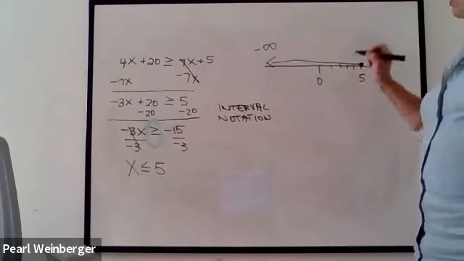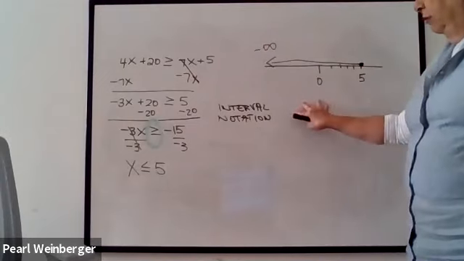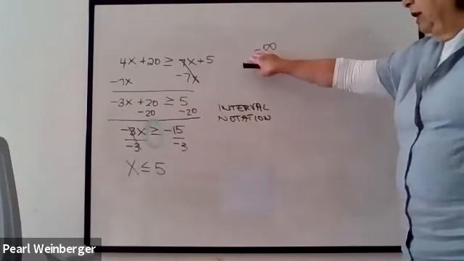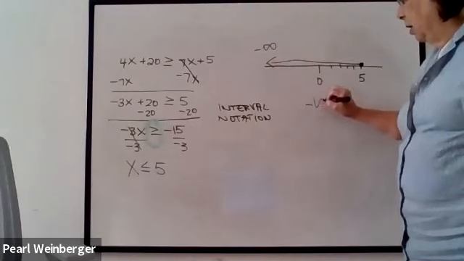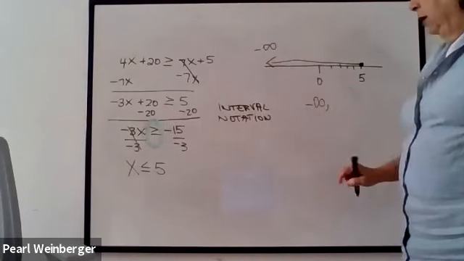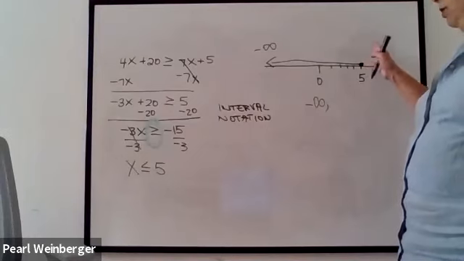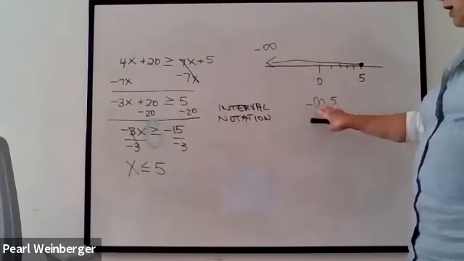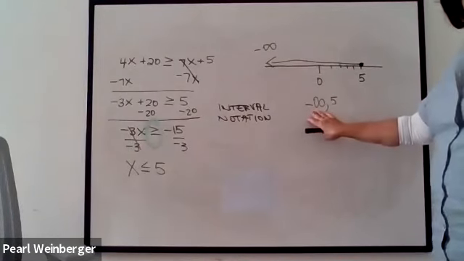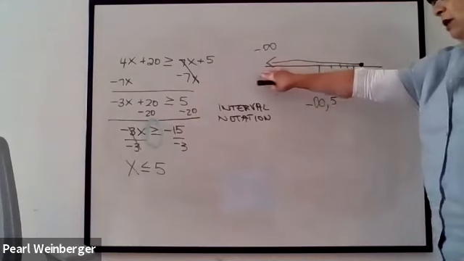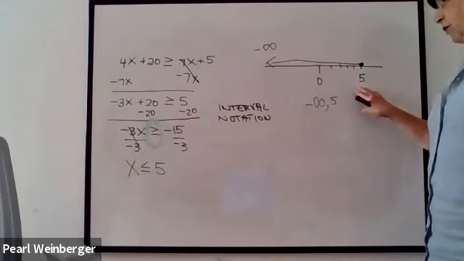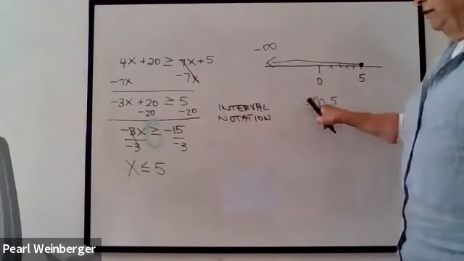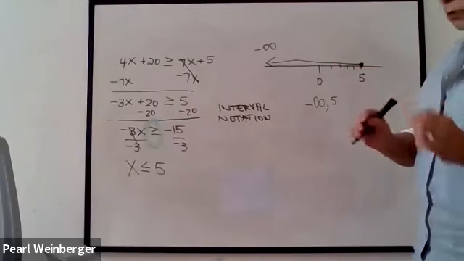Okay, so here's how I do the interval notation. I put the number on the left first, which in this case is negative infinity. I put a comma between them, and I put the end of the interval, the number on the right. In other words, I leave out the whole number line. I just tell you where the number line starts and where it ends. It starts at negative infinity. It ends at 5.